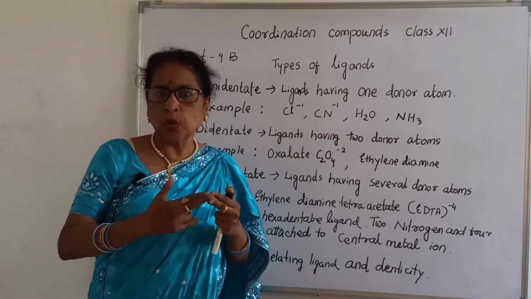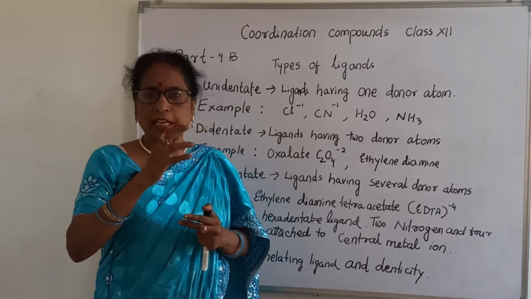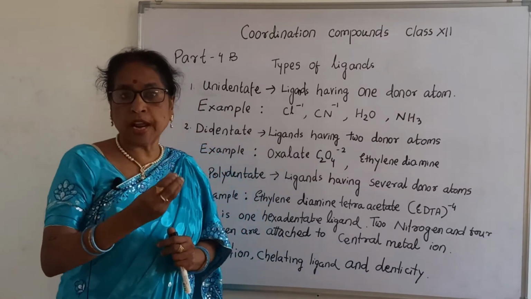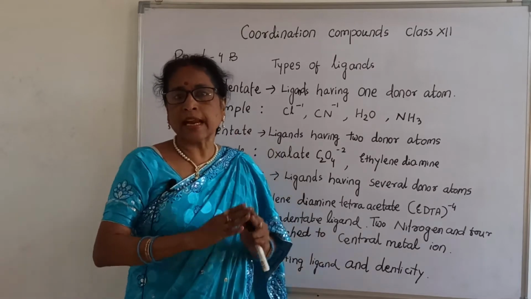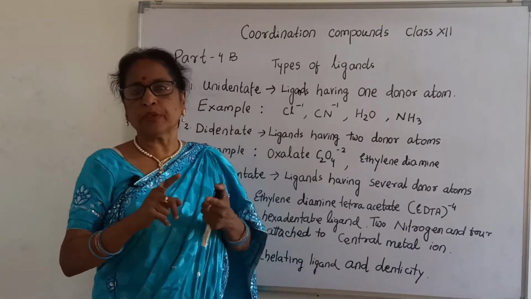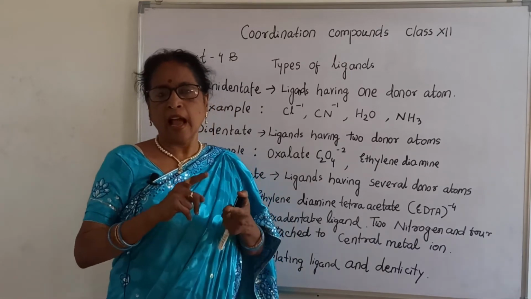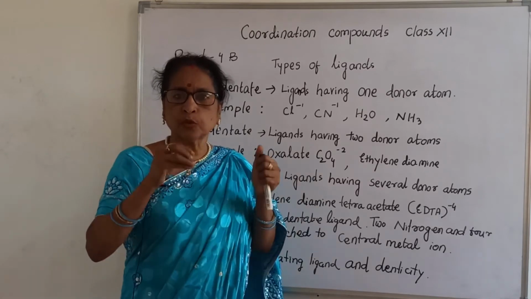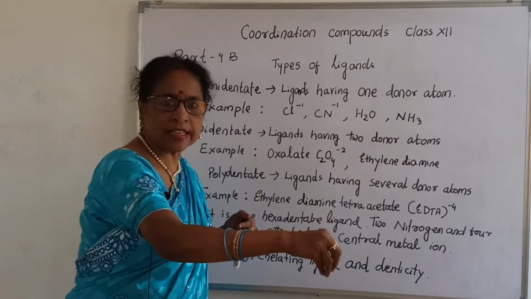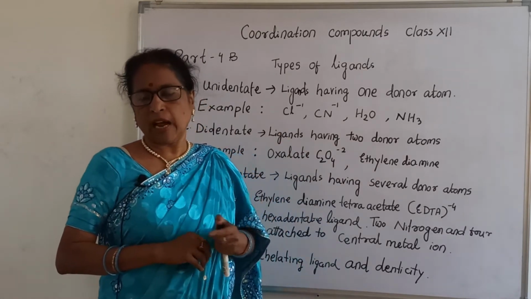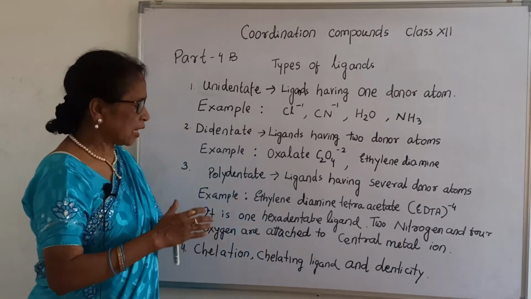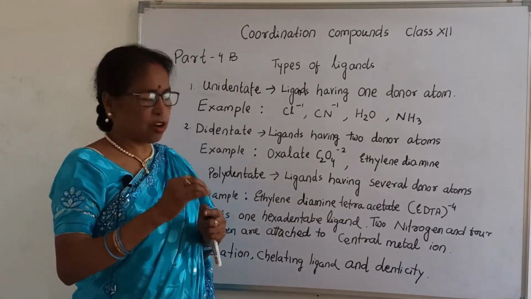That means 2. The donor atoms should be 2. That is, ligands having 2 donor atoms. It can donate 2 atoms to the central metal atom or ion. That is why it is called didentate or bidentate. Is it clear? The ligands which have 2 donor atoms and donate to the central metal ion or atom are called didentate ligands. Actually, didentate is the correct word.